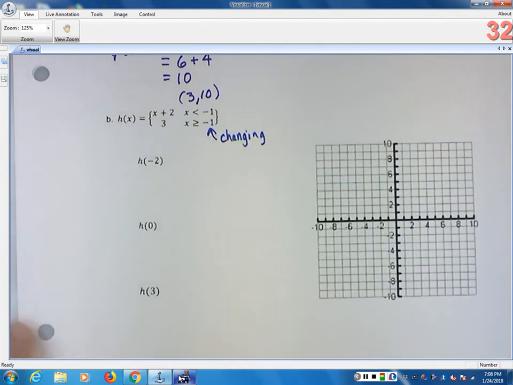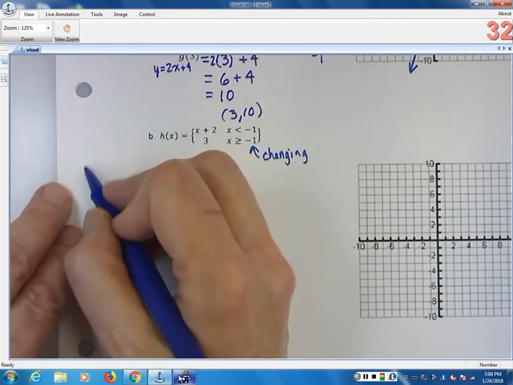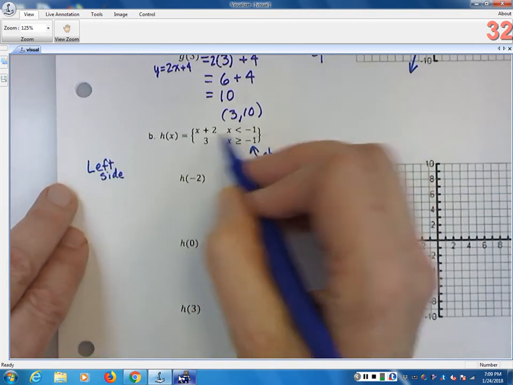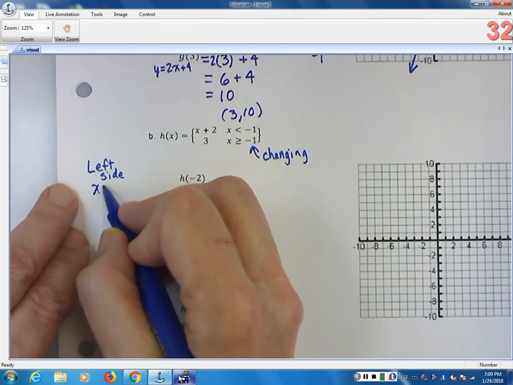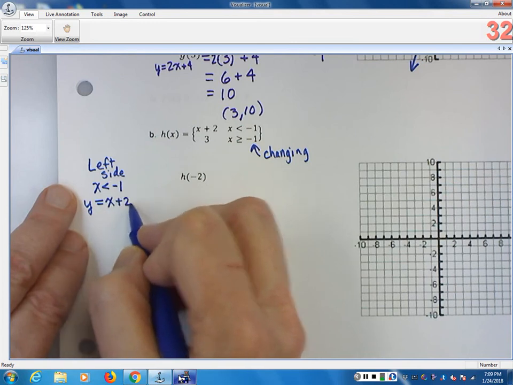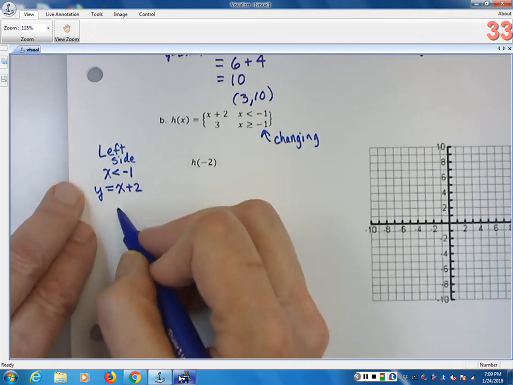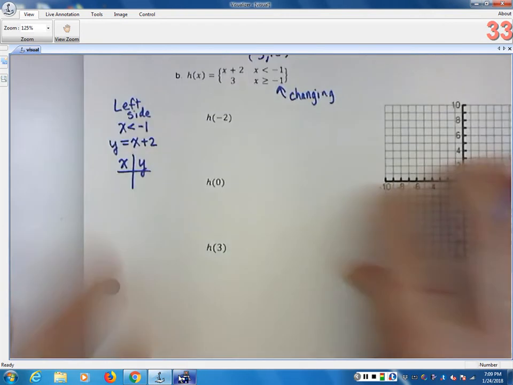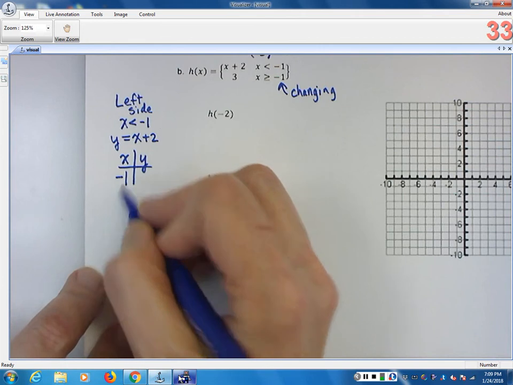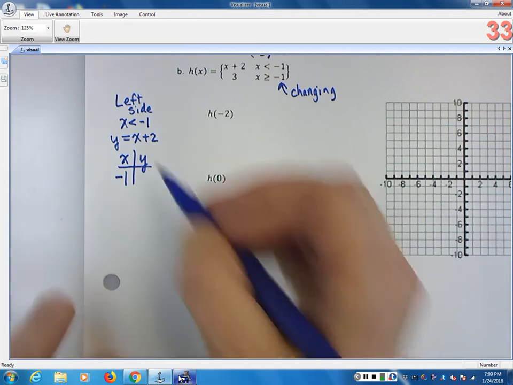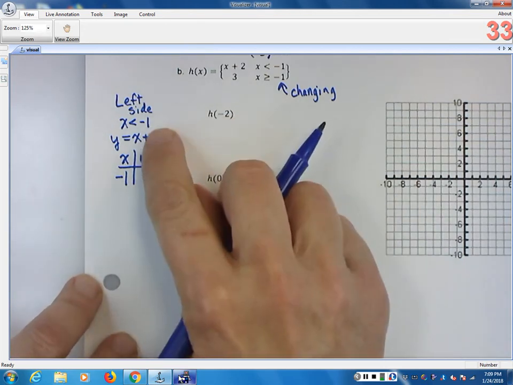So if we just go ahead and make our tables of values, our left side, x less than -1, is going to be y equals x plus 2. But it's only defined for less than -1, but we're going to plug in the -1 to find the open circle, because the graph is defined at -1.0001. So we have to have an open circle on the graph to show it doesn't include the -1.